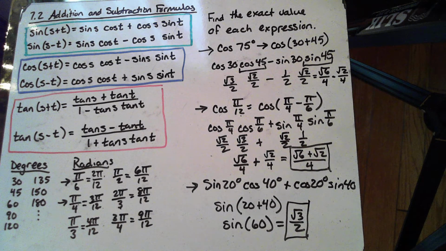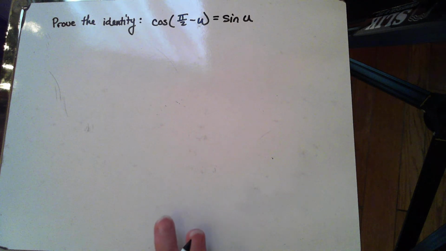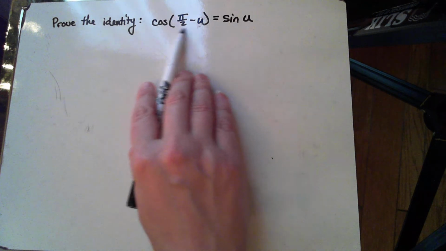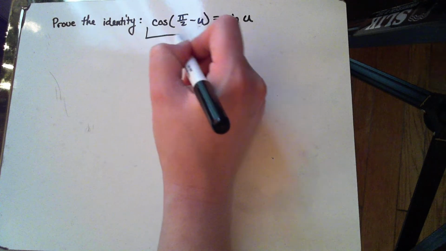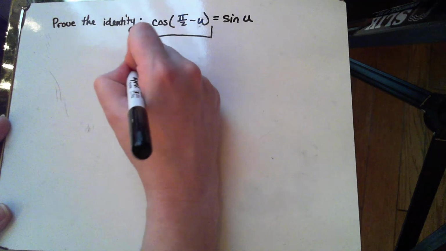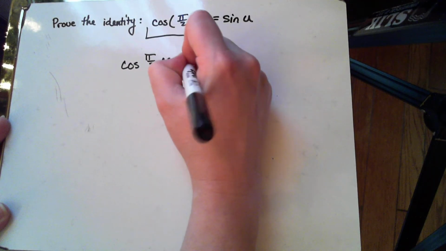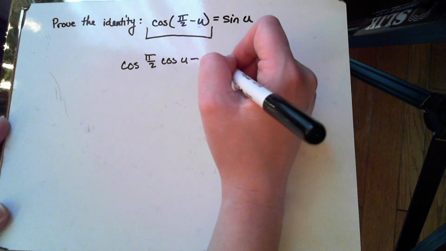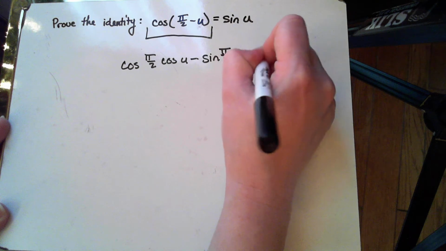Now we're going to move on to a question where we have to prove an identity. So we need to prove the identity cosine of pi over 2 minus u equals sine u. Now, please notice this is a subtraction formula, cosine subtraction. So we're going to start by simplifying this. And I'm just going to put it into the formula. This is cosine of pi over 2, cosine u, minus sine of pi over 2, sine of u.